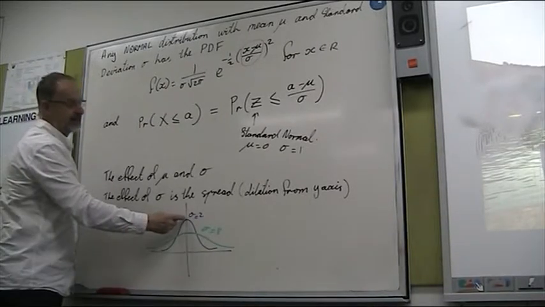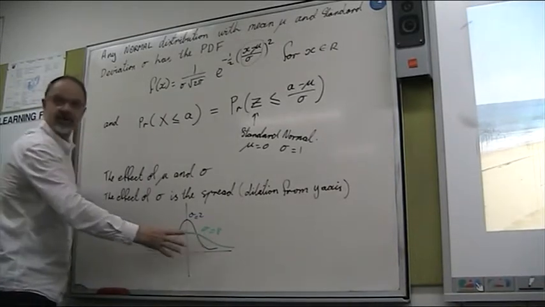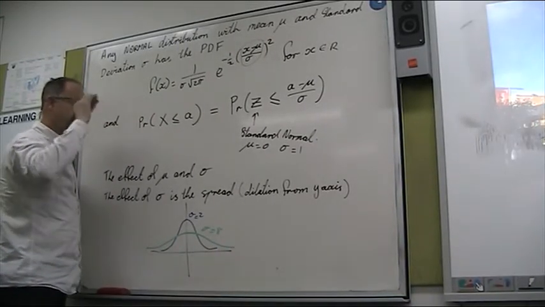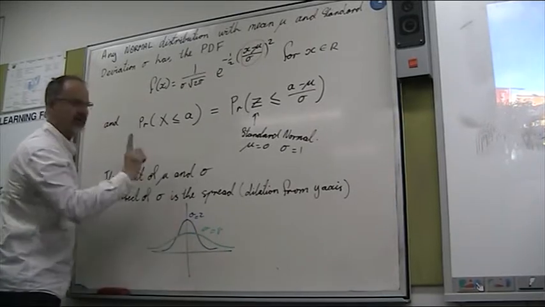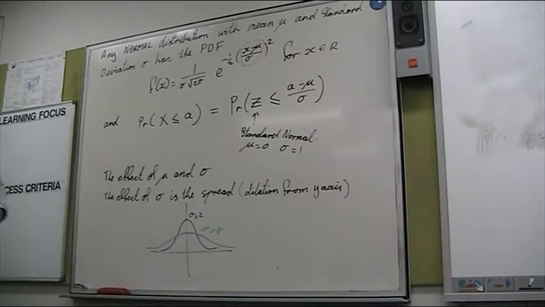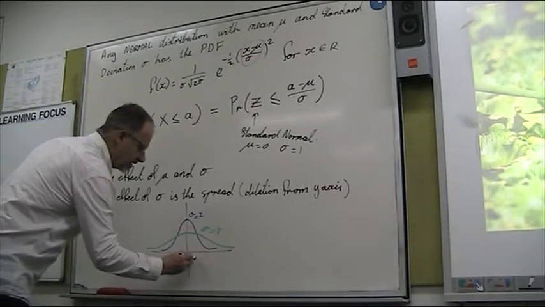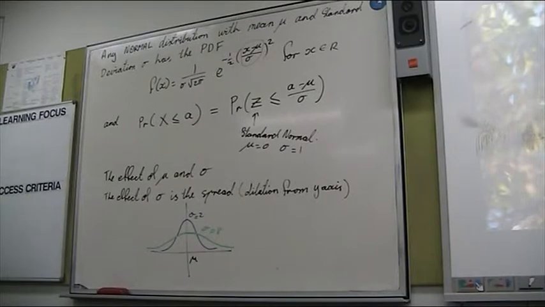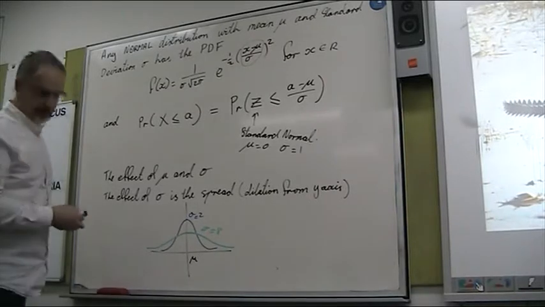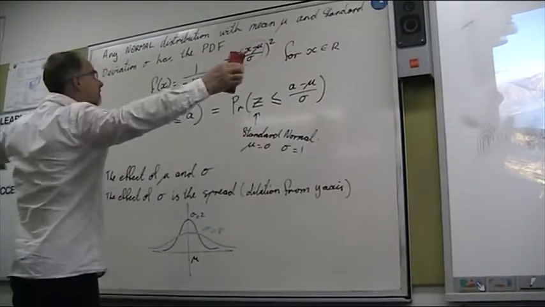You notice that as it spreads out, the height comes down, because remember the area underneath has to equal 1 for a probability distribution function. So if we're spreading out, it has to get lower. And if we go bigger again, it will get lower again. In the middle is our mean, and if we change the mean, all it does is change the location. The higher the standard deviation, the flatter it looks, because it's spread out more.